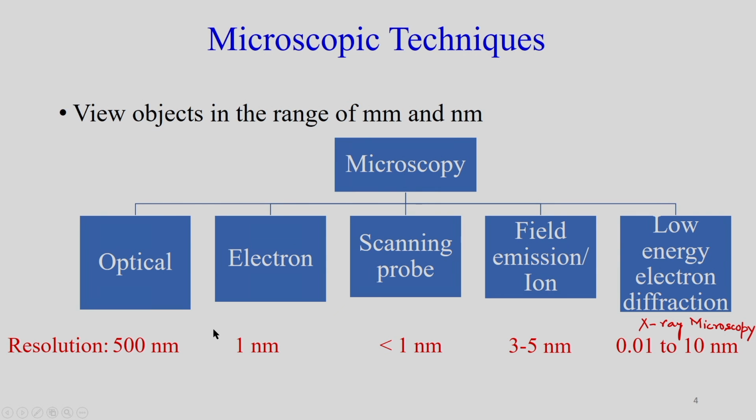And as we have different energy sources, different light sources, the resolution also varies. Particularly for the optical microscope, resolution is about 500 nanometer. Resolution means it can resolve the distance between two particles or two different structures. For electron microscopy, it is 1 nanometer or even less than 1 nanometer. For SPM, it is less than 1 nanometer, up to the atomic level. For field emission or field ion, it is 3 to 5 nanometer, and for X-ray microscopy, it is 0.01 to 10 nanometer. So, these are the resolutions of different microscopic techniques.